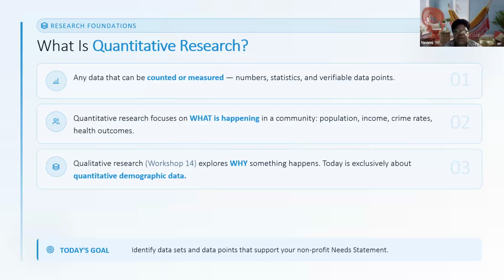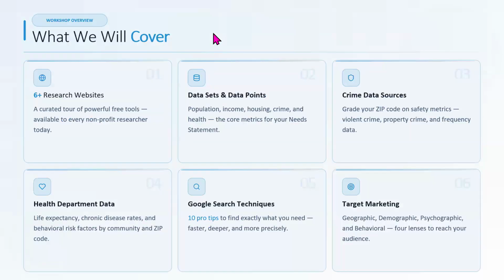Today's goal is identifying data sets and data points that support your nonprofit need statement. And I said earlier, when we were on the need statement, that if there is no need, if there is no problem, there is no money. That's why you want to be able to paint a true picture of what the problem is. And we can only do this with evidence and data-driven information. Okay, let's move on.